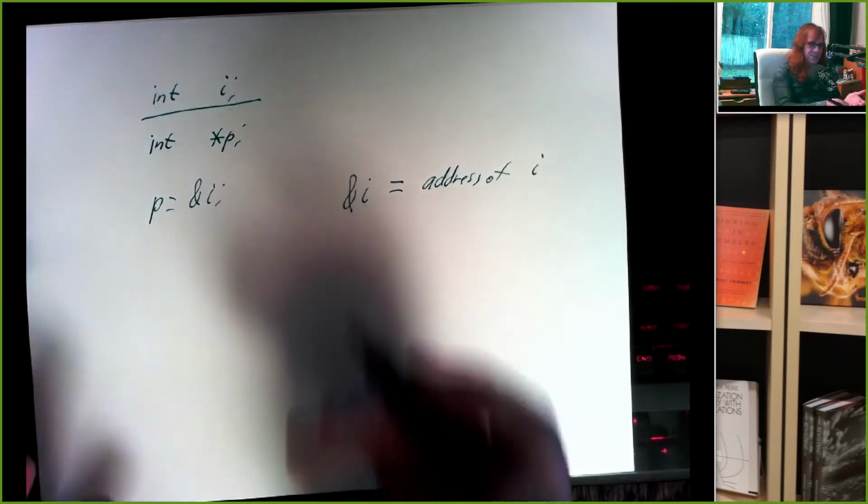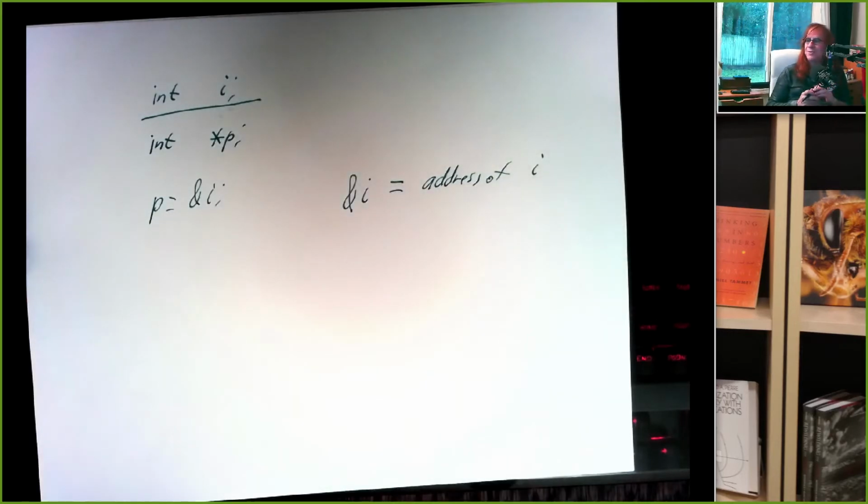And you can put an ampersand in front of any variable, because every variable is stored somewhere in the memory of the computer. It doesn't matter if it's an integer, a character, a double, or even a pointer. Every variable is stored somewhere, and you can find out where it's stored by putting an ampersand.